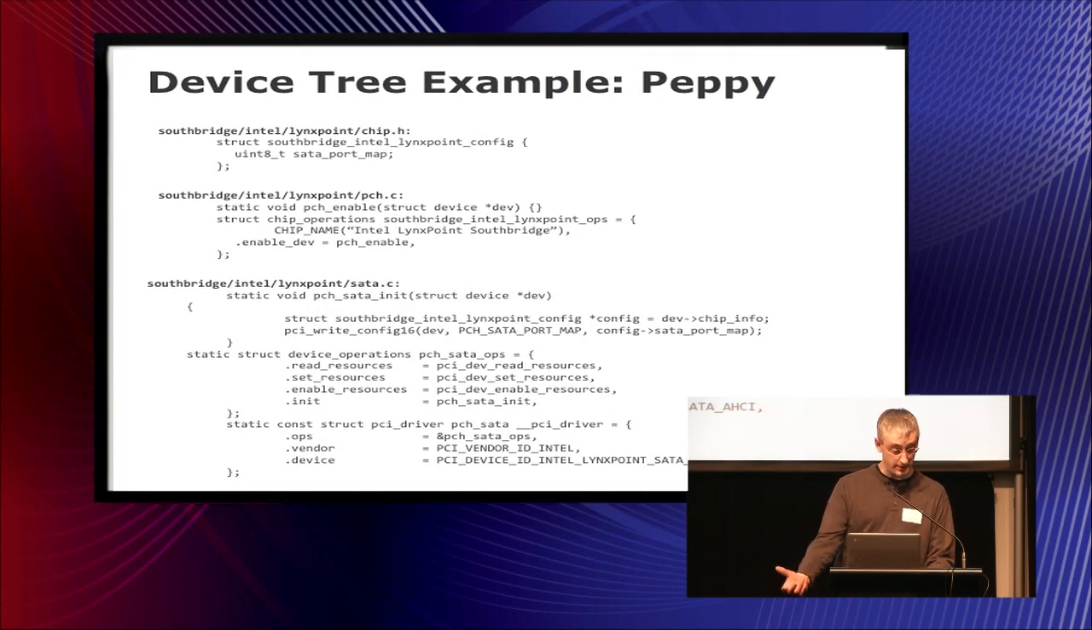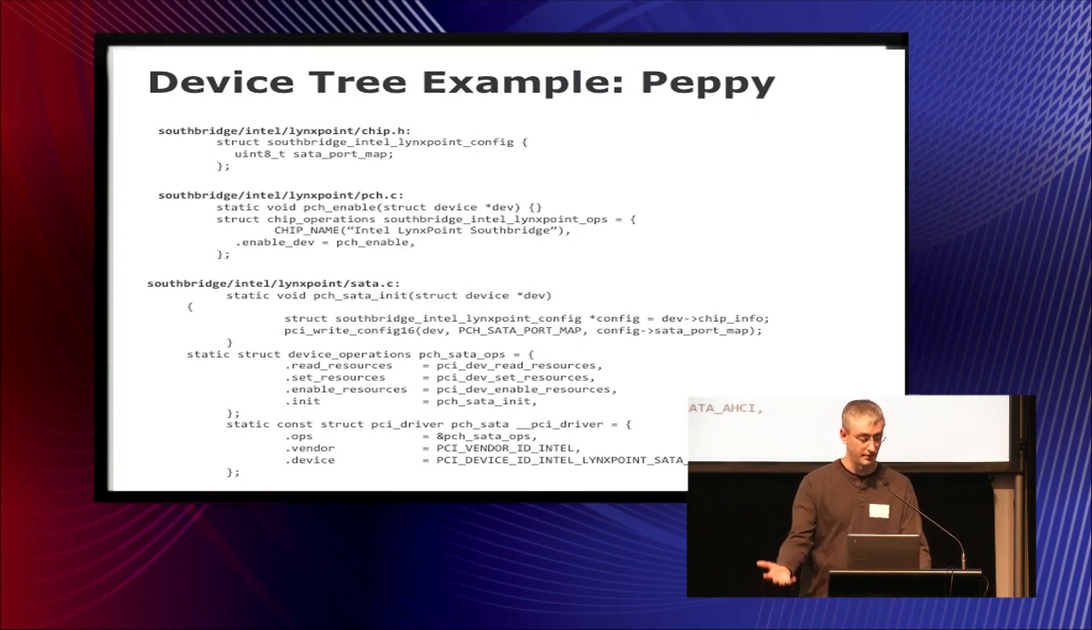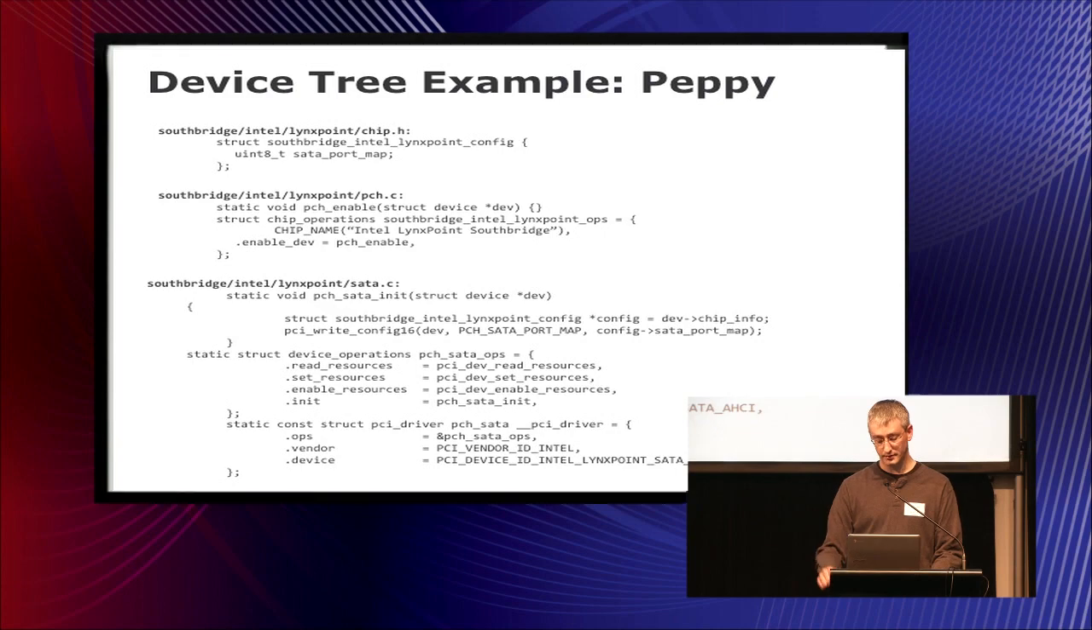Then inside the SATA file itself, we may have an initialization function that finds that configuration structure, pulls out this SATA port map variable, and writes it out to some magic register in the Southbridge, or in the SATA controller. Because this SATA device is a PCI device, it'll have a basic device operation set that we can, for the most part, just use the common PCI device operations for, and define its init function. Then we create a driver structure that describes it and binds it to the device that might be discovered at boot. In this case, the Intel vendor ID and the device ID for Lynx Point. I simplified it to just the AHCI version of that device.